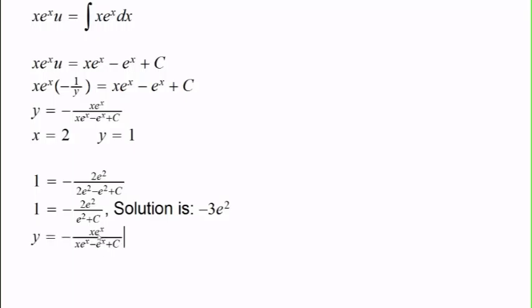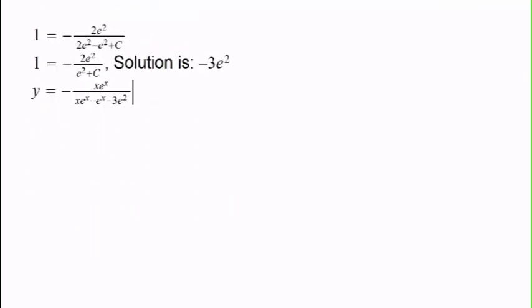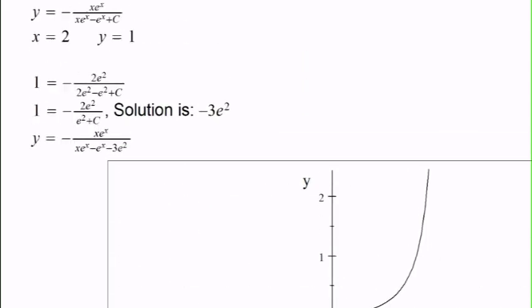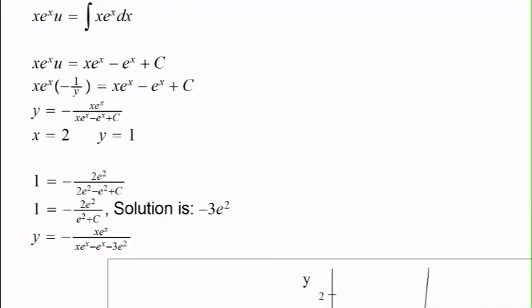All right, so here we go. So our solution is right here, -3 e squared. I'm just going to graph it because you could see that I was getting a little tired. So let's see. Yeah, it does pass through x equals 2, y equals 1. So it looks like we have a correct answer.